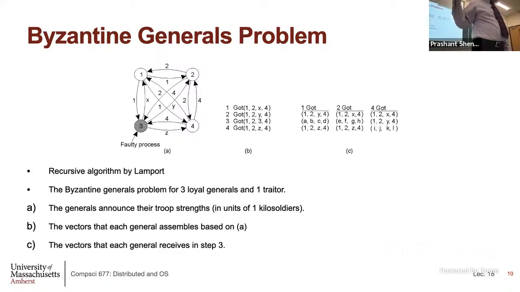If you have two faulty processes, you will never reach agreement because there will be multiple rows and columns that don't match. You don't know what is happening. You will not understand who is reporting the right value and who is not.